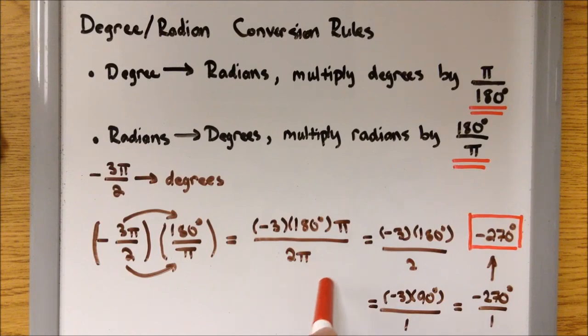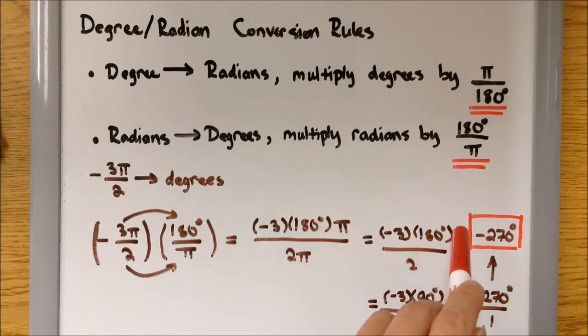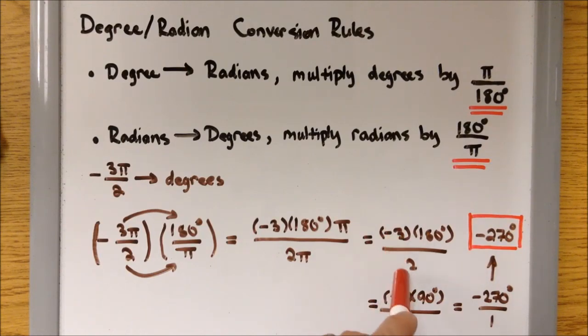Next step is I simplify by dividing the pi's. So I'm left with negative 3 times 180 degrees over 2. So looking at it, I couldn't find anything common between negative 3 and 2, but there was something common between 180 degrees and 2 because they're both even. So I divide top and bottom by 2. So what I have now is negative 3 times 90 degrees over 1, and then I just multiply the numerator, so negative 3 times 90 degrees is negative 270 degrees over 1. Basically, negative 270 degrees divided by 1 is just simply negative 270 degrees.